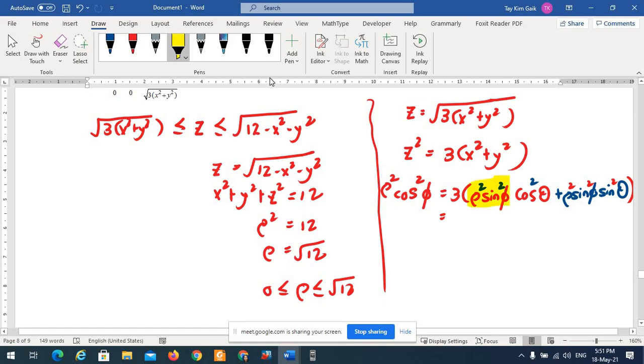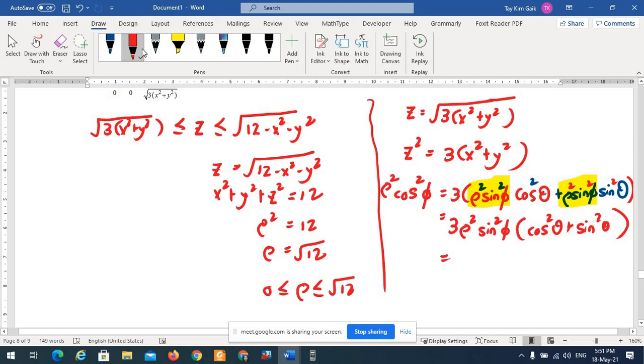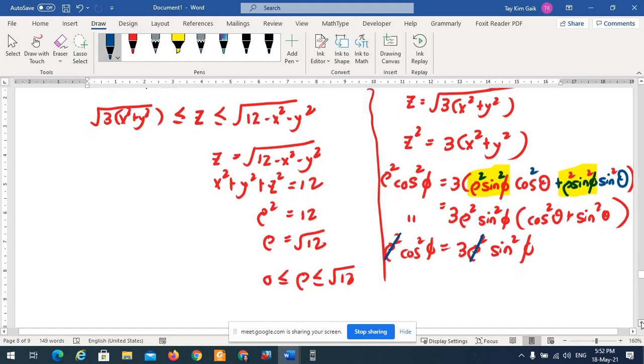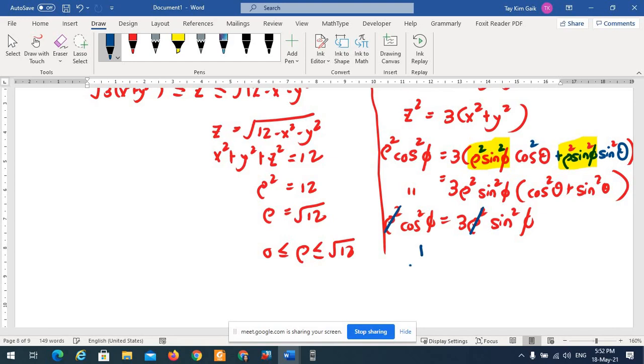So you have here the common term rho squared sin squared phi, factor out. So in total you have 3 rho squared sin squared phi times cos squared theta plus sin squared theta. Cos squared theta plus sin squared theta is 1, so you get 3 rho squared sin squared phi equals rho squared cos squared phi. Cancel rho squared at both hand sides. So you have 1 divided by 3 equal to sin squared phi divided by cos squared phi.